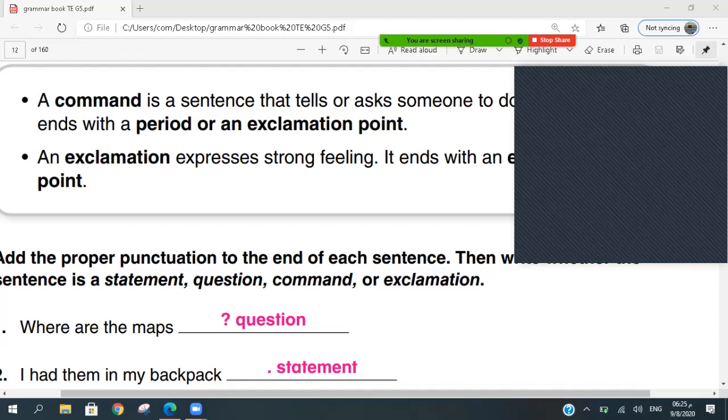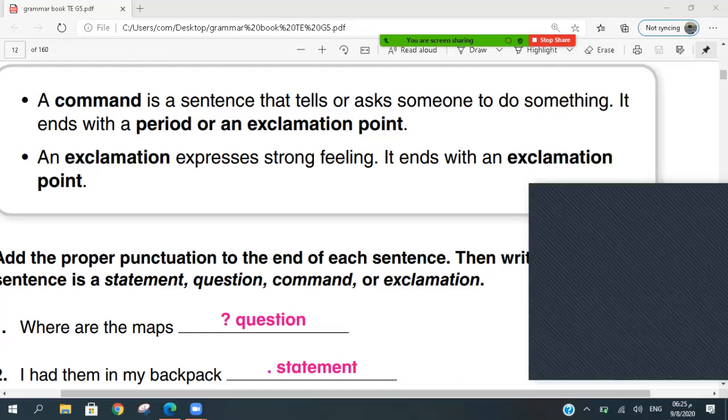Rahoda, can you read in page 2? Sure. A command is a sentence that tells or asks someone to do something. It ends with a period or an exclamation point. An exclamation expresses strong feelings. It ends with an exclamation point. Perfect. Amazing, Rahoda.